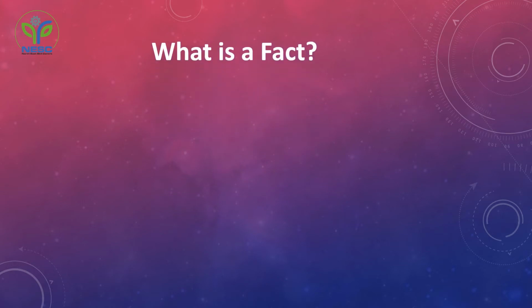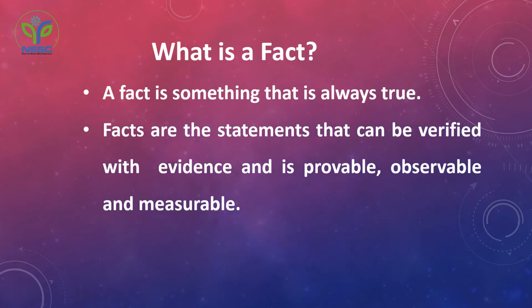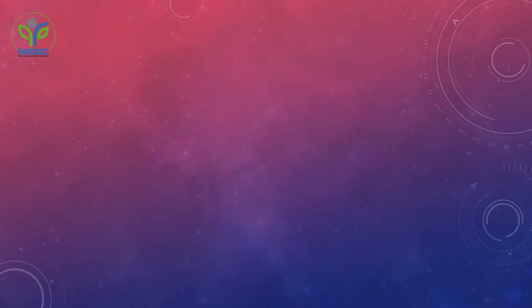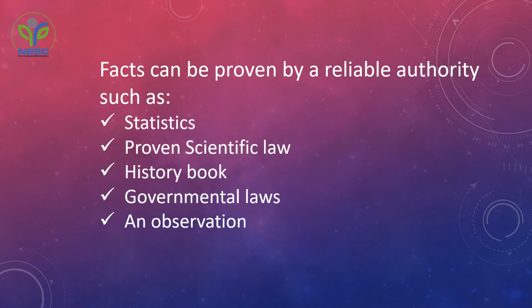So, what is a fact? A fact is something that is always true. Facts are statements that can be verified with evidence and are provable, observable, and measurable. In simple words, when the information is presented with evidence and is known or proved to be true, then it's a fact. When information is presented as a fact, it is verifiable and objective, based on statistics, data, observations, etc. Facts can be right, wrong, or misleading, but it depends upon the person who can verify the evidence. If the person can verify it and prove it, then it's a fact.